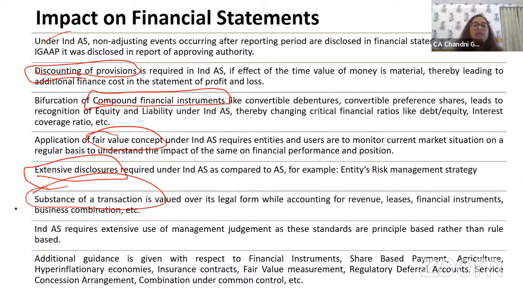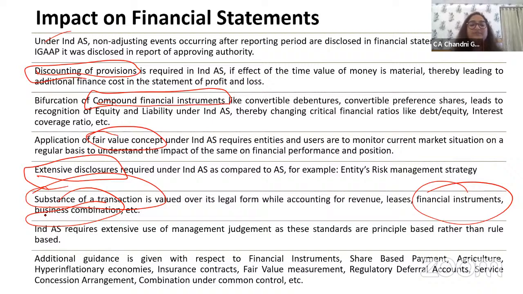So by going by the substance, the standard completely revamped the accounting for lessees, and it scrapped the classification, and now all the lessees are required to show their leases on the balance sheet. For all the leases, they have to recognize an ROU asset, which basically showcases that the lessee has a right to use an asset, and a corresponding lease liability, right? Then financial instruments, business combinations.